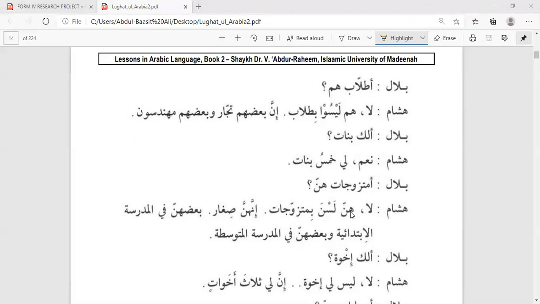So Hisham says, no, they are not mutazawwijatun. They are not married. Innahunna, verily they, sigharun. Sigharun is the plural of saghirun. Saghirun means small, and the plural of that is sigharun. Ba'dahunna, some of them, fil madrasati al-ibtada'iyyati, some of them are in primary school or beginner school, right, like preschool. And some of them are in middle school, right? Middle school.